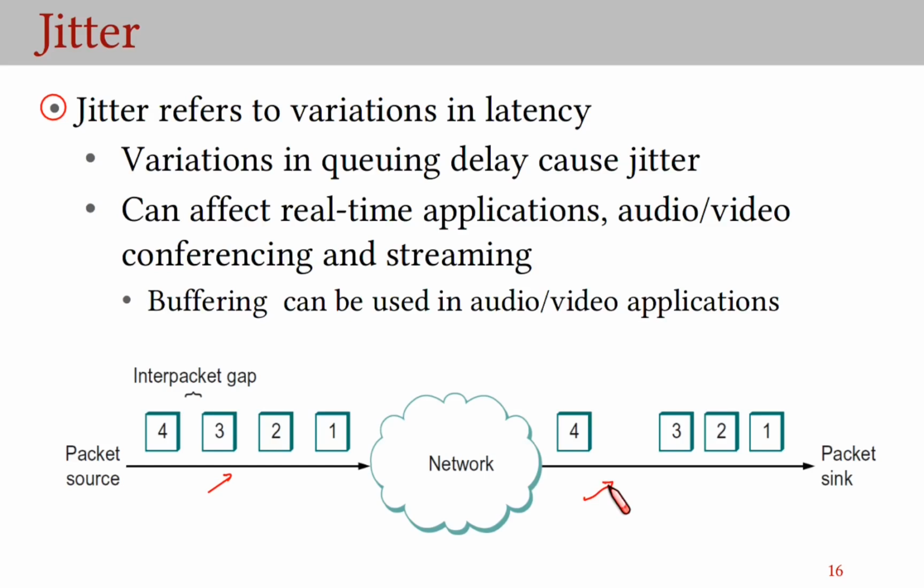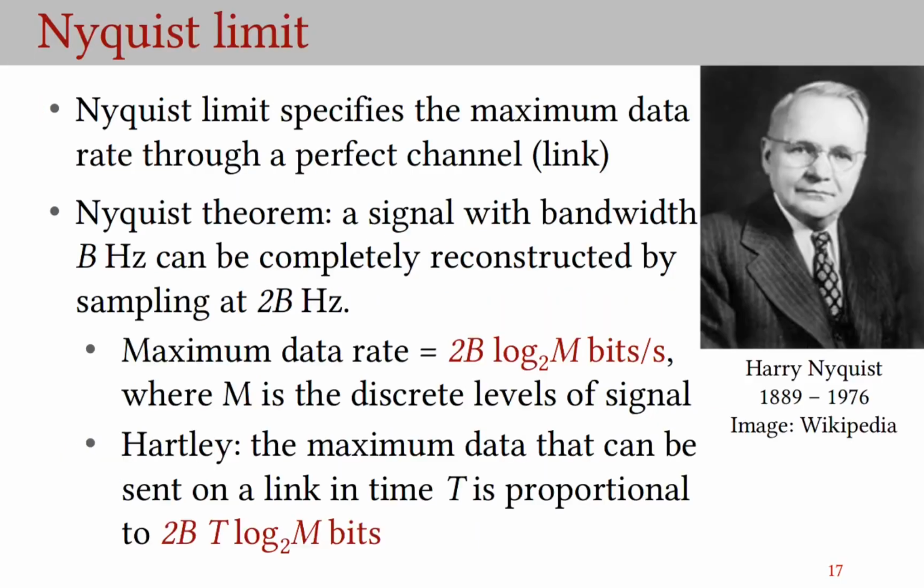Jitter can have mild consequences for audio-video conferencing and streaming kind of applications, where one can use buffering to smooth out the effect of jitter. However, jitter can have serious consequences in time-critical applications like cyber-physical systems.